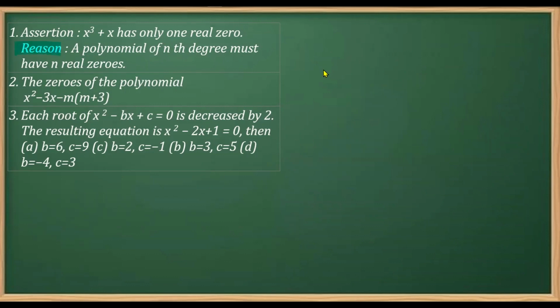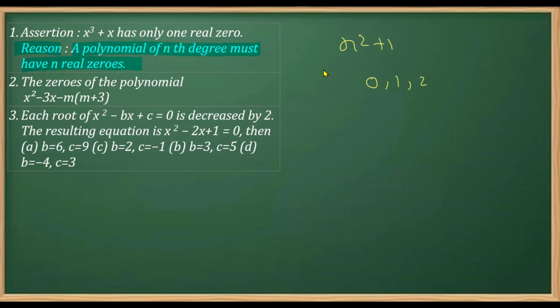The reason says a polynomial of nth degree must have n zeros. That's totally wrong. As you can see, if I write a quadratic polynomial, check here, this is a quadratic polynomial, but it has no zeros, right? So for a quadratic polynomial with power 2, it can have no zeros, can have 1, or at the most can have 2 zeros. So the reason is wrong.